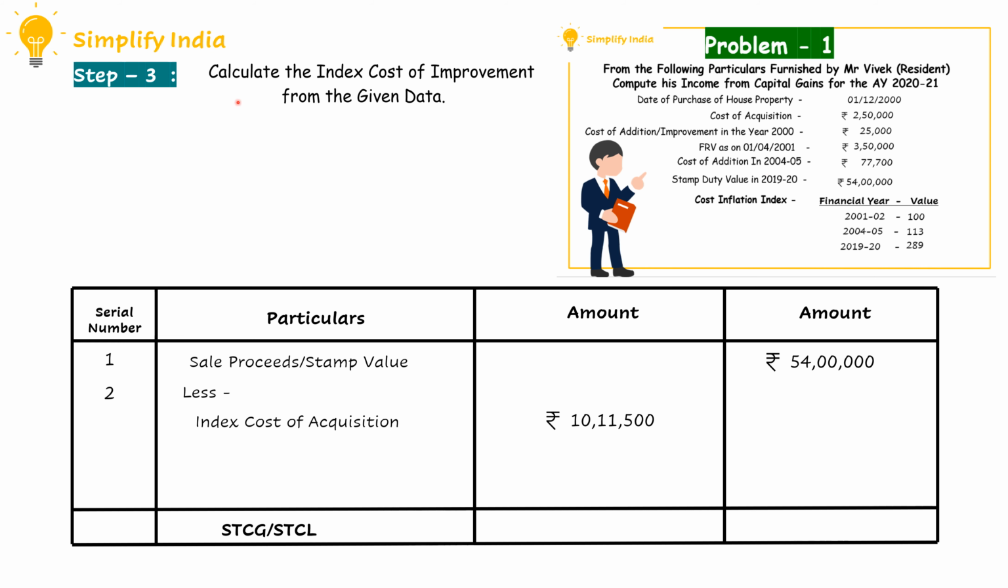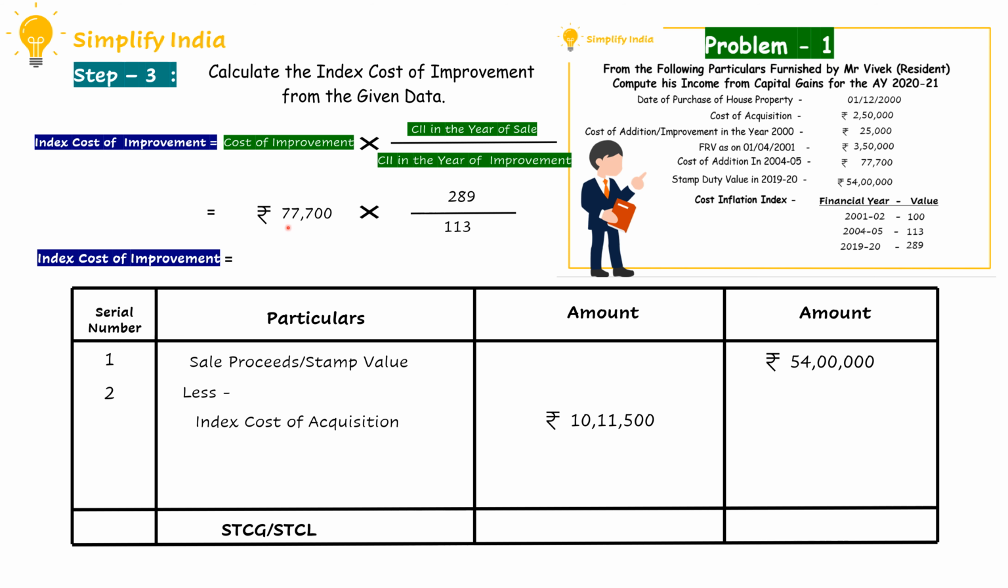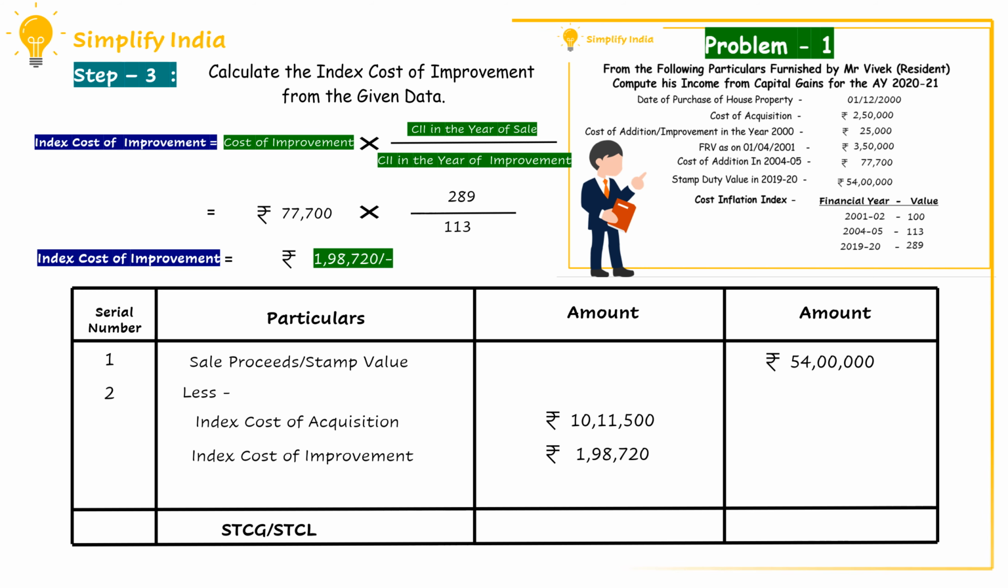So the formula for calculation of index cost of improvement is cost of improvement into CII value in the year of sale divided by CII value in the year of improvement. The cost of improvement is rupees 77,700. The CII value in the year of sale, that is in the year 2019-20, is 289, and the CII value in the year of improvement, that is for the year 2004-05, is 113. So when we calculate rupees 77,700 into 289 divided by 113, we will get the cost of improvement of rupees 1,98,720, which we have to take down in the format.